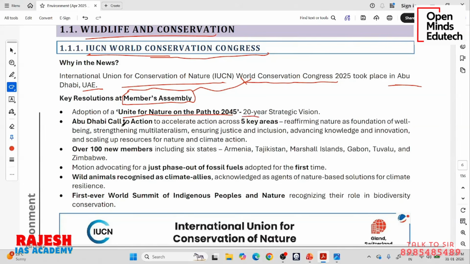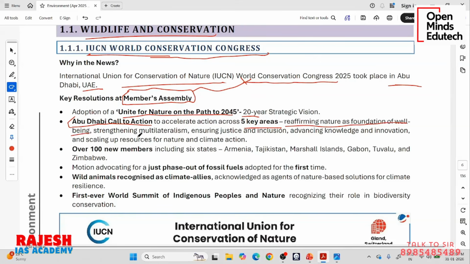They have also adopted something called the Abu Dhabi Call to Action, to accelerate action across 5 key areas. First one is reaffirming nature as a foundation of well-being. So they are recognizing nature's role in our well-being.